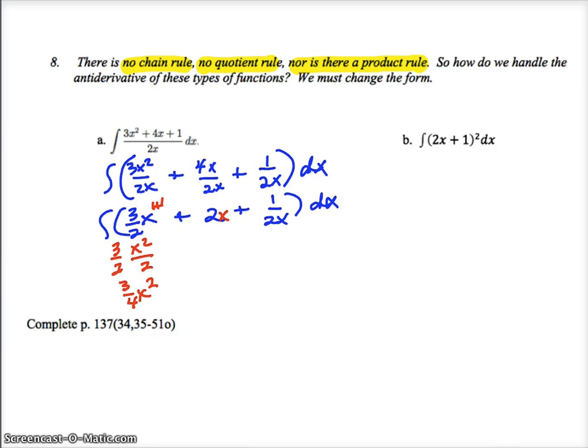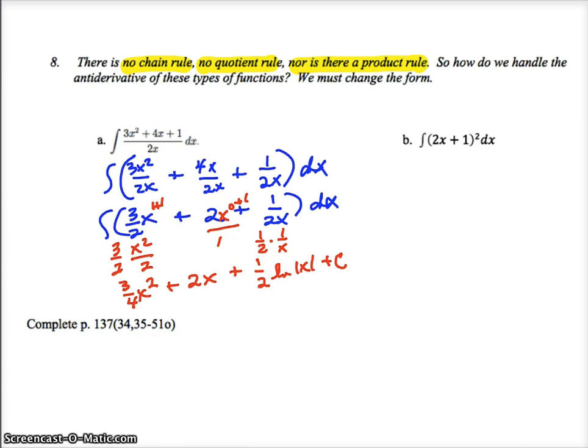Plus, we know that 2 is a constant, so it's 2 times x to the 0. We'll add 1 and divide by 1, so plus 2x. Then finally, plus, this is 1/2 times 1 over x, and we know the antiderivative of 1 over x is the natural log of x. Then plus c for our indefinite integral.